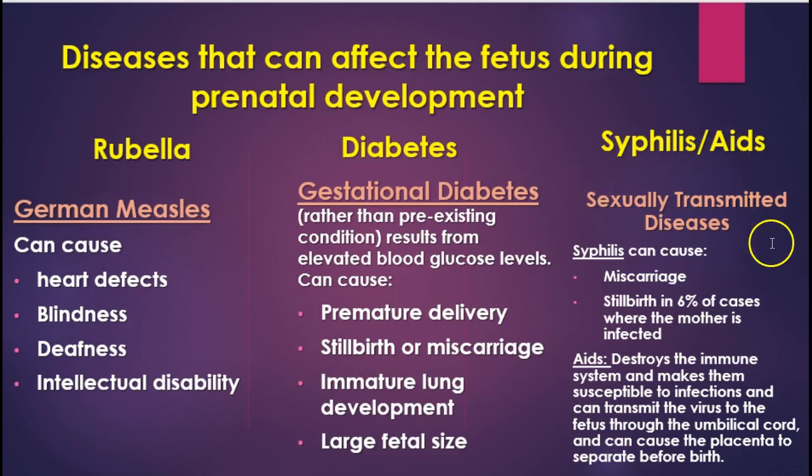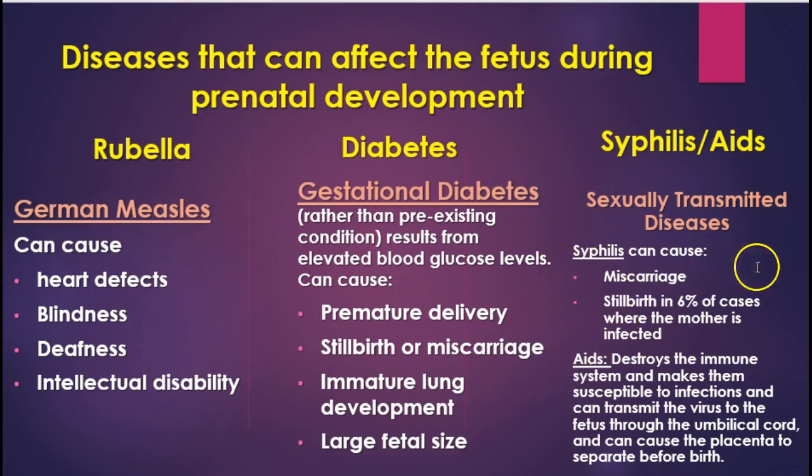Sexually transmitted diseases such as syphilis and AIDS are very serious. Of course, syphilis can cause the mother to have a miscarriage. The baby can be stillborn, but this is only in 6% of the cases where the mother is infected. But if the mother is treated for syphilis during pregnancy, the baby has more of a chance of survival.